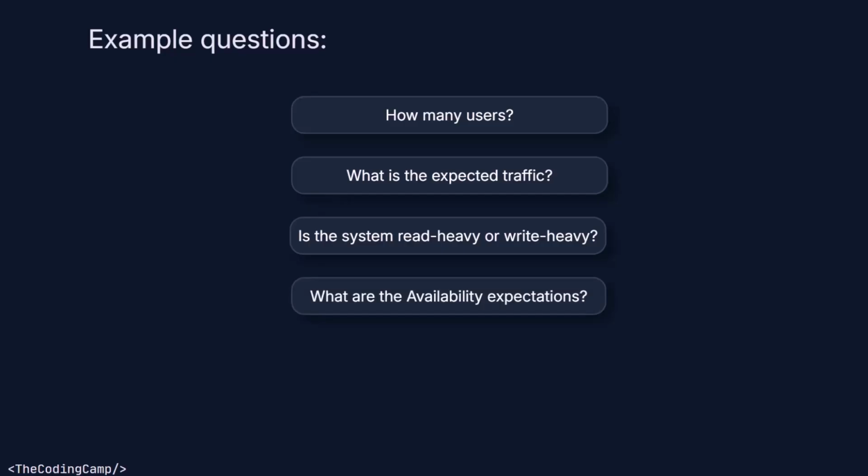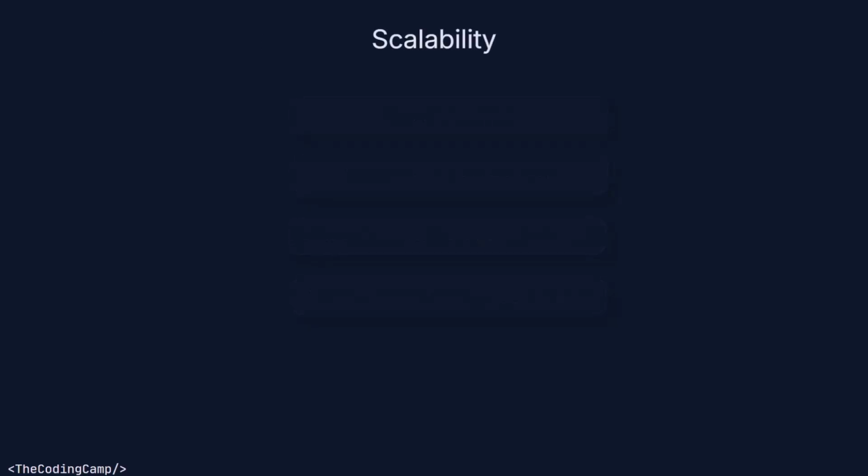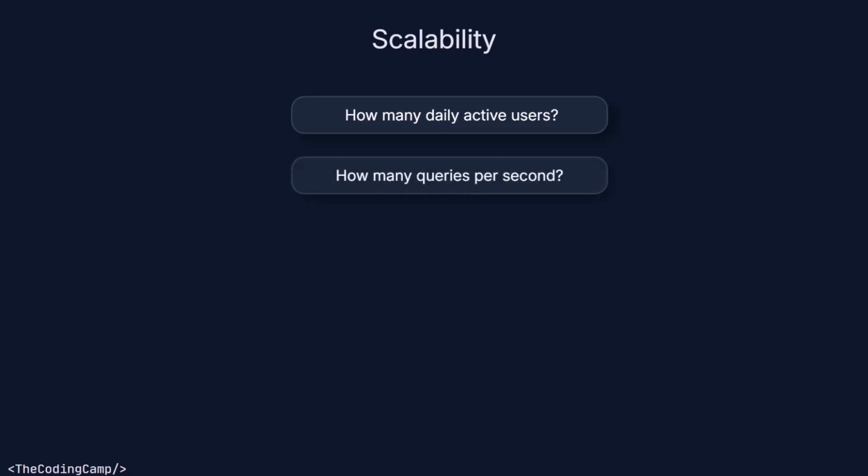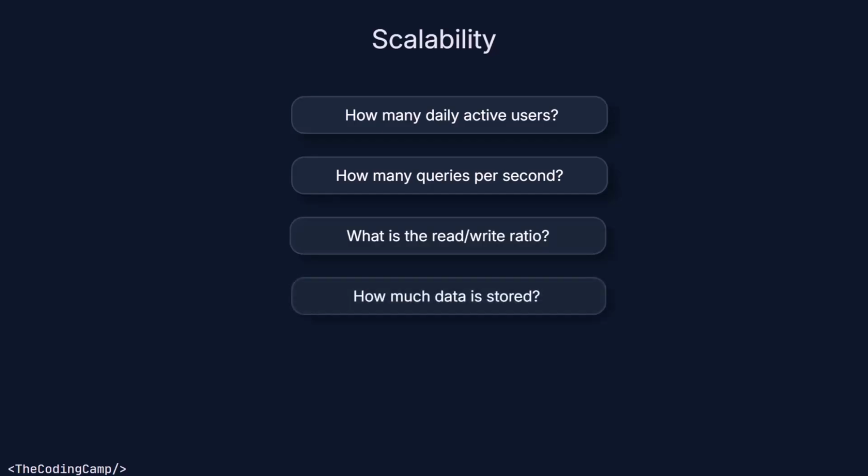The core categories of non-functional requirements are, first, scalability. This answers the question, can the system handle growth? Growth in number of users, traffic, and data. Some example questions are: how many daily active users? How many queries per second? What is the read/write ratio? How much data is stored? High read traffic means more caching. Huge datasets means sharding. Global users means using CDNs. And massive writes means distributed databases.